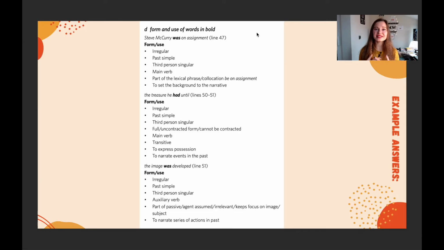All right, and now let's have a look at what you need to write in the booklet. So here we go. We can see a lot of similarities with what we've just discussed. So was is irregular, past simple, third person singular, main verb, part of the lexical phrase, to set the background to the narrative. As for the second one, the treasure he had until. All right, let's see. Irregular, past simple, third person singular, cannot be contracted, as we can see. Main verb, transitive, to express possession. Now we talk about the use. To narrate events in the past.